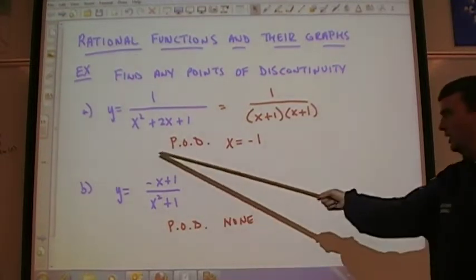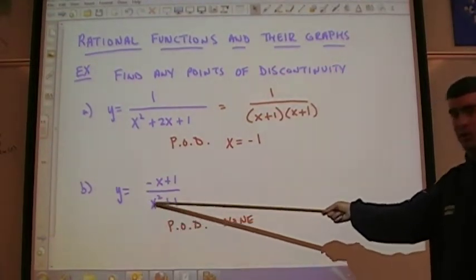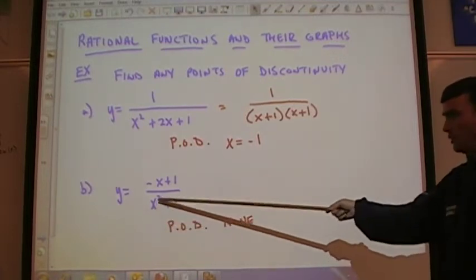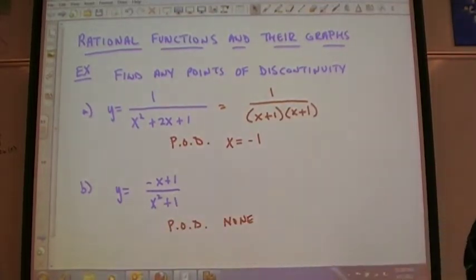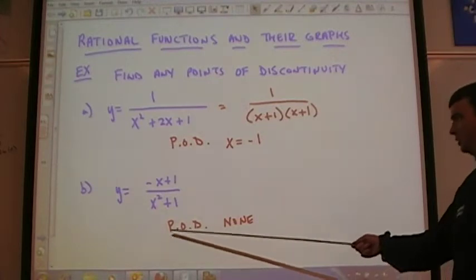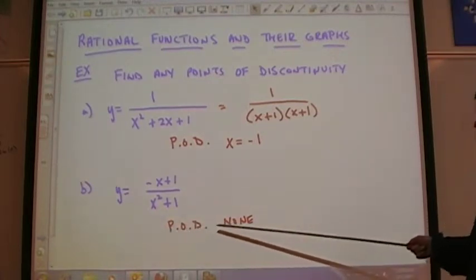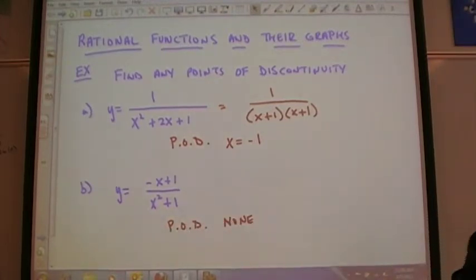In the second example, again, we just look at the denominator. X squared plus 1 is not factorable. Agree? Yes. If I had x squared minus 1, that would be factorable. But x squared plus 1 is not factorable. So, points of discontinuity, there are none. Wait, what? Just look at the denominator. We'll see another example.